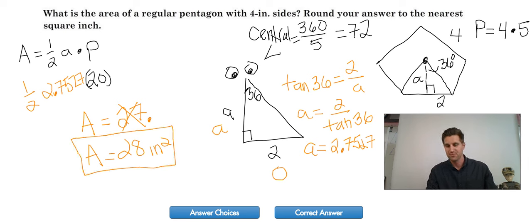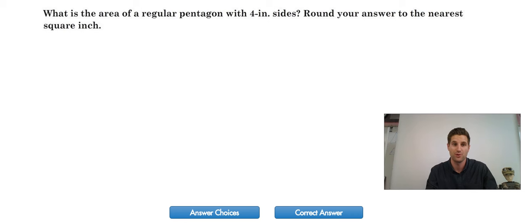Boom. All right, one last problem, and we're going to switch things up a bit. We've been dealing with the side. Now let's look at another shape where we don't have the side, but maybe a different piece.